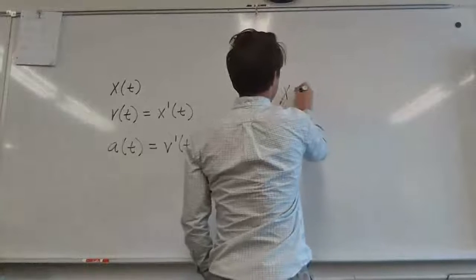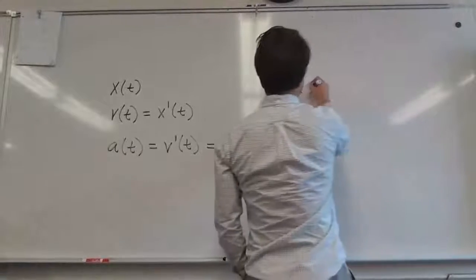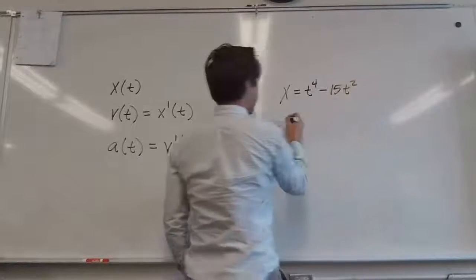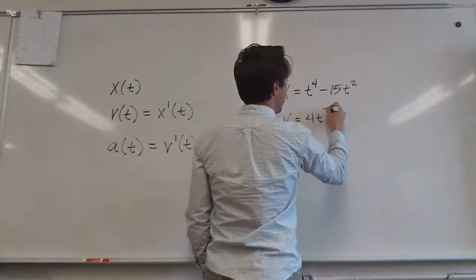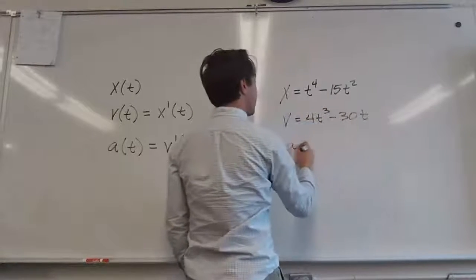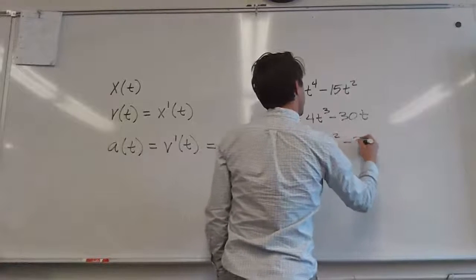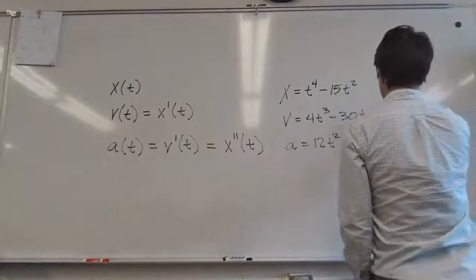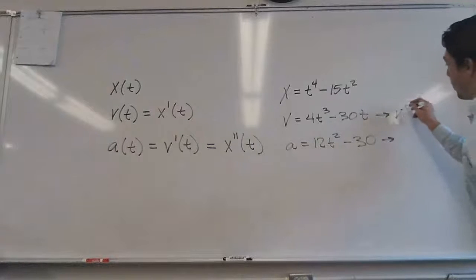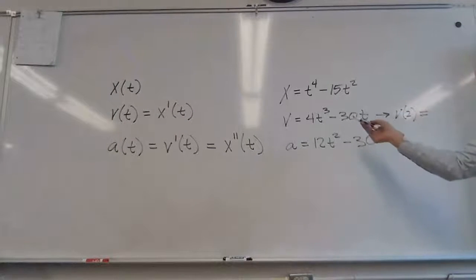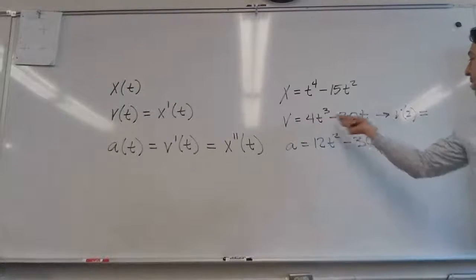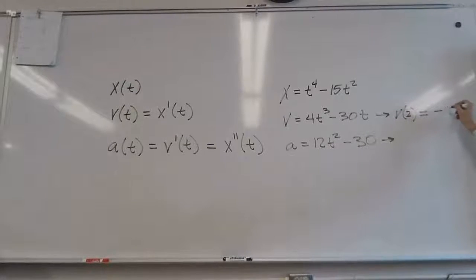So for a problem like this, if they just give you a position function, take the derivative: my velocity function will be 4t cubed minus 30t. My acceleration function will be 12t squared minus 30. Everyone okay with that? Hopefully, no problems. And it says at time 2, so just plug in 2. V of 2 would be 8, 32 minus 60, so negative 28.